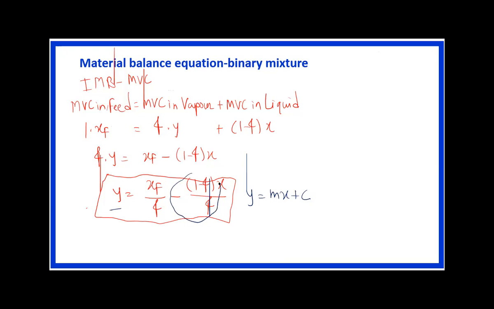So the slope is minus 1 minus f upon f. So the slope of this operating line of flash distillation is minus 1 minus f upon f. So with the help of this slope, we can calculate the slope for the different conditions, and then we can plot the operating line on the XY diagram. Okay. So let us discuss the different conditions.